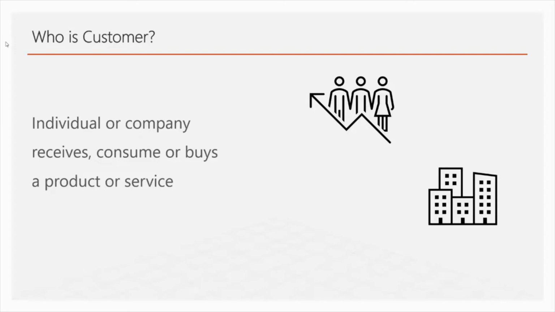Suppose you buy a camera from Amazon. So Amazon is a seller and you are working as a buyer. So you act as a customer to Amazon. But Amazon also manufactures some products and also sources from other suppliers. So this is the way we can say that an individual or company who receives, consumes, or buys a product or service is called a customer.